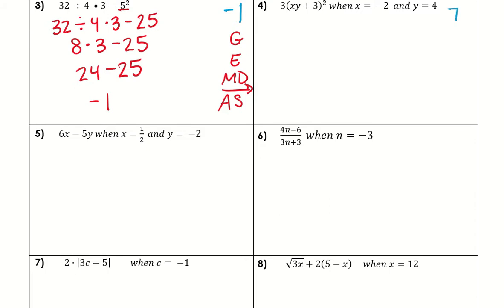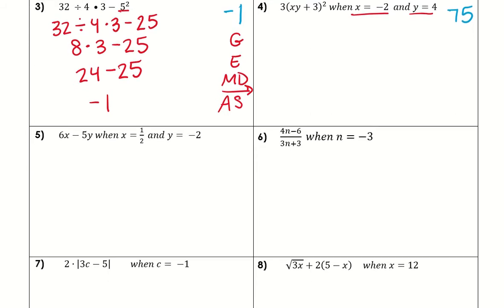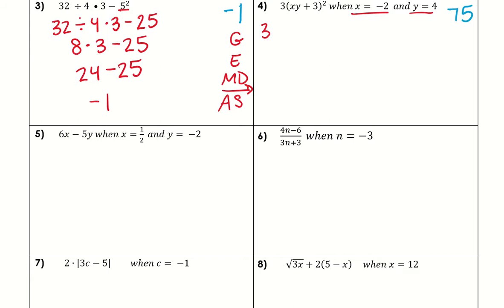Number 4 is 75. So I'm plugging in my -2 and my 4 for my x and my y's in the equation. So I have 3 parentheses, and when you have x and y next to each other like that, there's multiplication between them. So I'm going to have -2 times 4, and then I have that plus 3, and then my exponent's on the outside. So for this one, I'm actually going to start with my group like we normally do, and inside the group I reapply GEMDAS. So I'm going to do that multiplication first. So I have -8 plus 3.